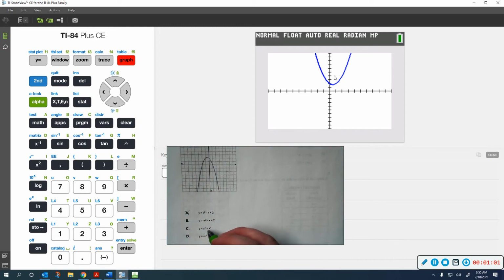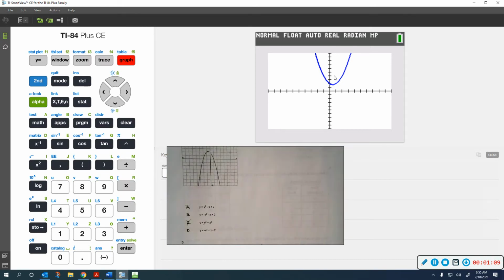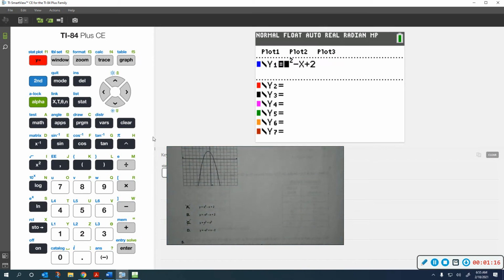I can also eliminate C, because a positive and a positive is still positive. So now we're just looking at B and D. Both start out with a negative, so we know they'll open down. So I'll go back to y equals, erase this one. I'm going to type in negative x squared minus x plus 2. Hit graph.